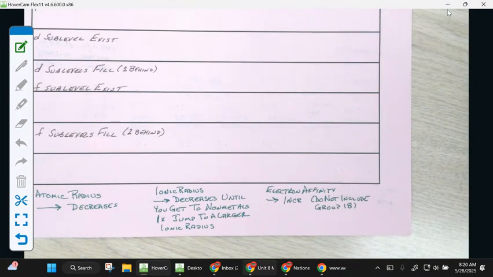So what family has the best electron affinity? What group number? 17, the halogens. 17 are the halogens. Okay? Questions?